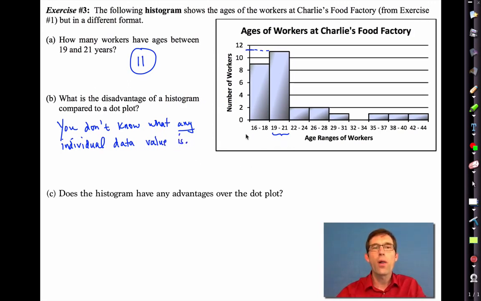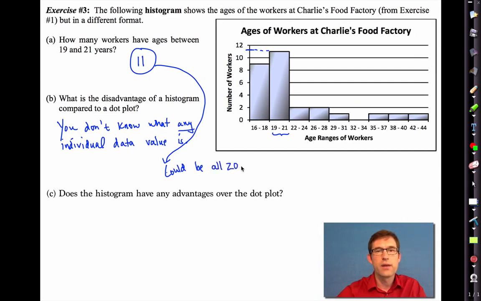In fact, for all I know, these 11, they could be all 20 years old, right? All we know is that they're 19, 20, or 21, right? We don't know how many 19s there are, how many 20s there are, how many 21s there are. We just know that there are 11 people who have ages 19, 20, or 21. So we lose information with a histogram that we have with a dot plot. And yet histograms are a lot more common than dot plots.